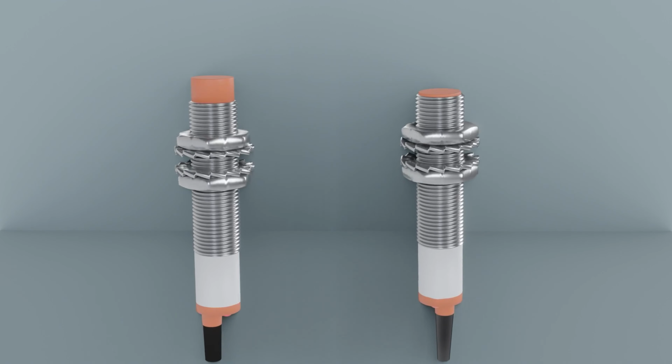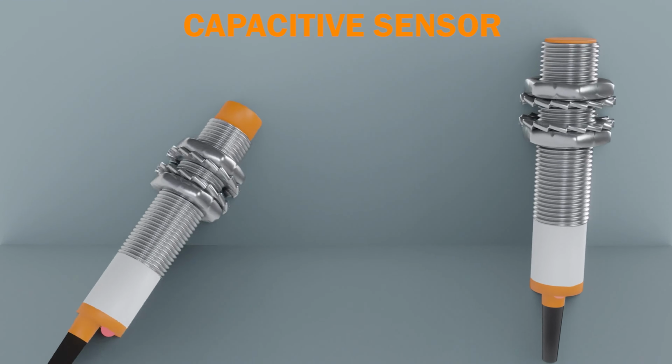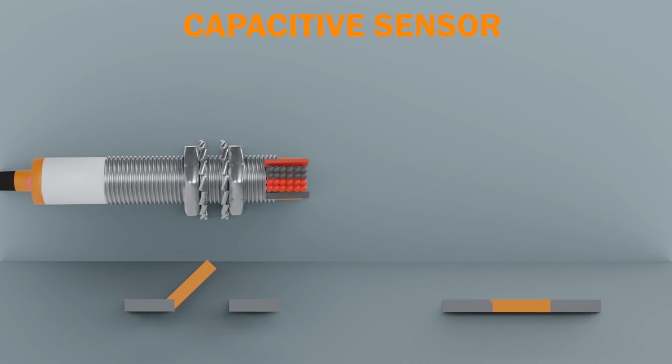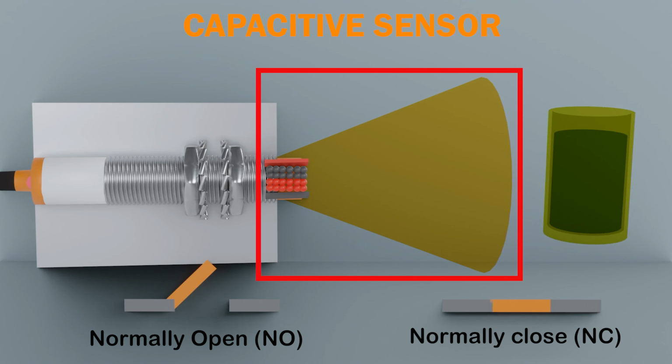Now, capacitive sensors can be shielded and unshielded. The unshielded sensor can be normally open or normally closed. Their electrostatic field is less concentrated since they do not have a metal band around their probe, but they are capable of detecting materials with high dielectric constants, which allows comparing materials with high and low constants. They have a greater sensing distance.